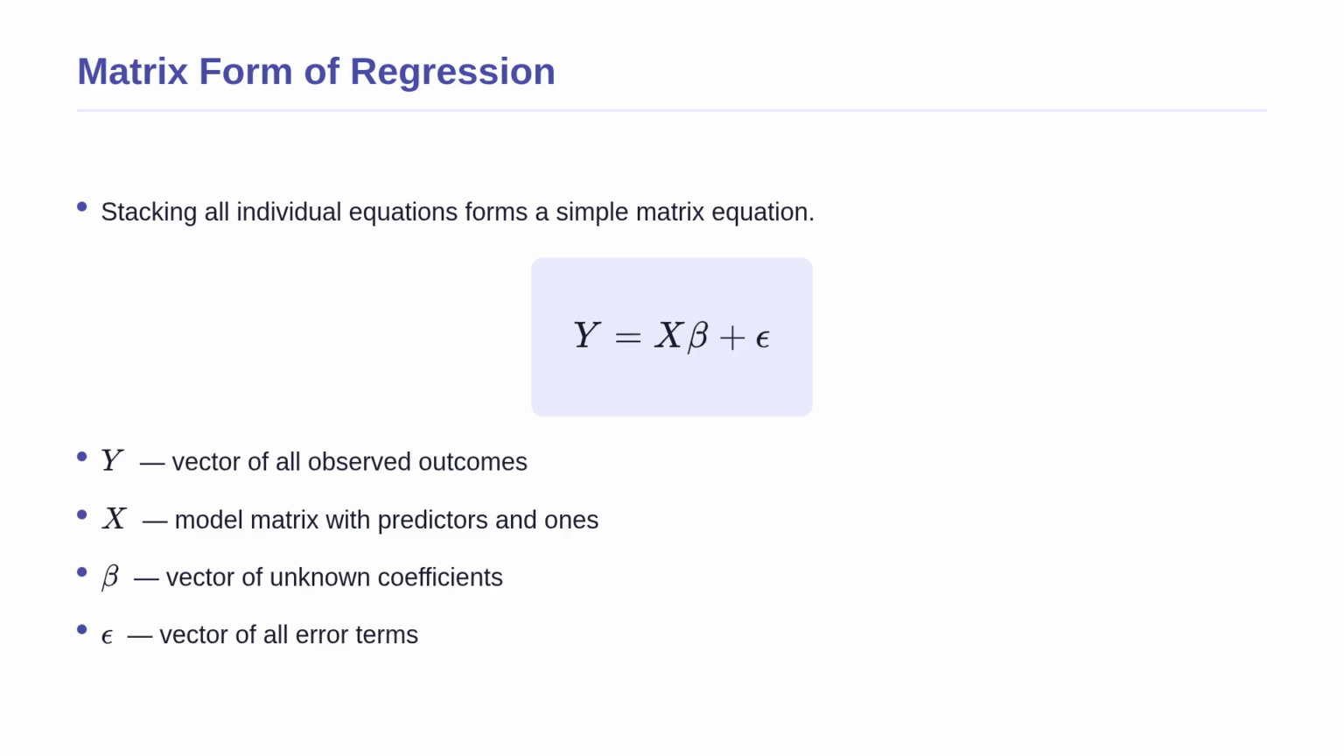Writing out that long equation for every single data point is tedious, so we stack them all on top of each other to form matrices. This beautifully simple equation is the exact same thing, just written in matrix form. Y is a tall single-column vector containing all our observed outcomes. X is our model matrix, containing the column of ones and all our predictor data. Beta is a vector containing all the unknown coefficients we want to discover, and epsilon is a vector of all the error terms. Our goal is to find the best values for beta.